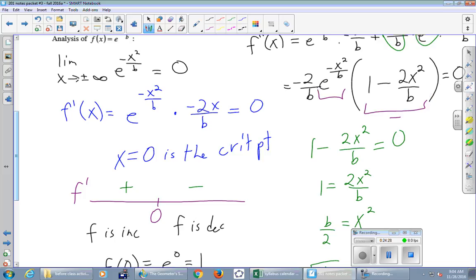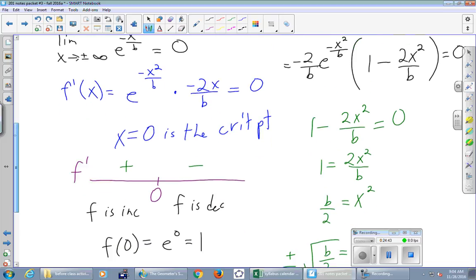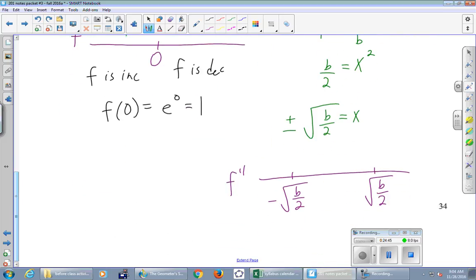E is always what? Positive. -2 over b is always negative because b was a positive number. That's what we assumed. So the whole thing is positive. So down here, we've discovered this thing is positive.